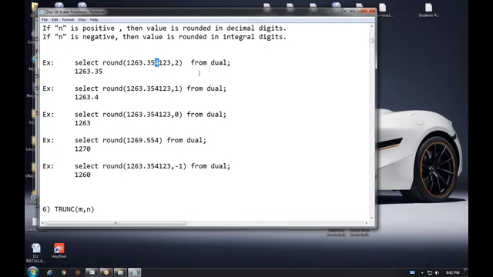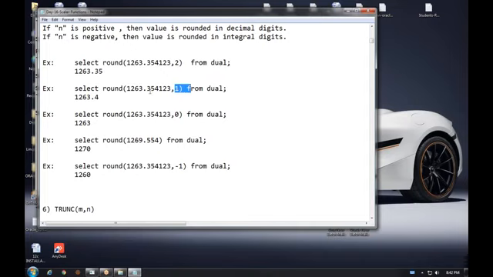If the third decimal place is greater than 5 or equal to 5, then the second decimal place is incremented by 1. So here the third decimal place is not greater than 5, not equal to 5. So it will not make any increment to the second digit. So 1263.35.